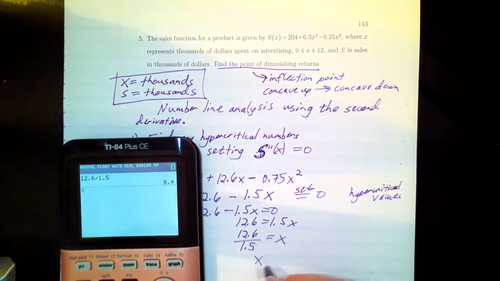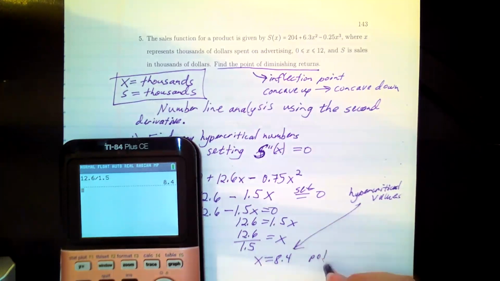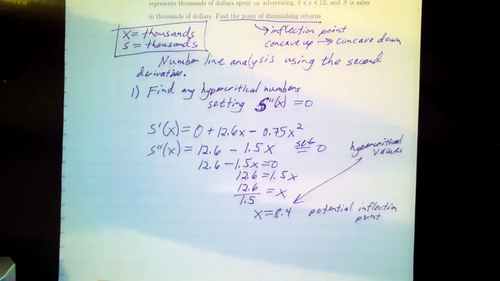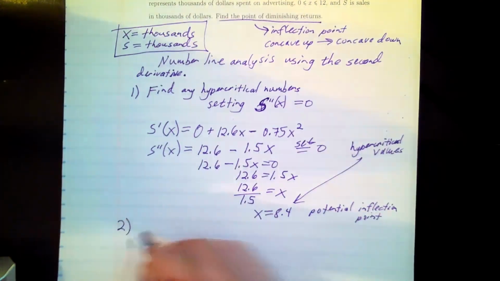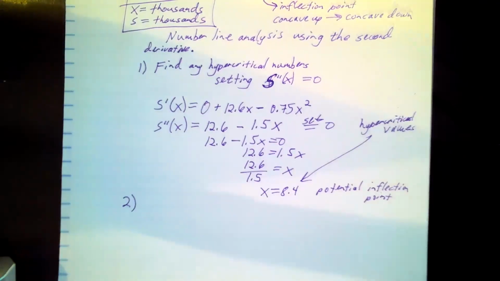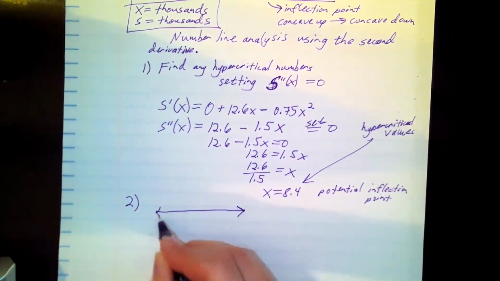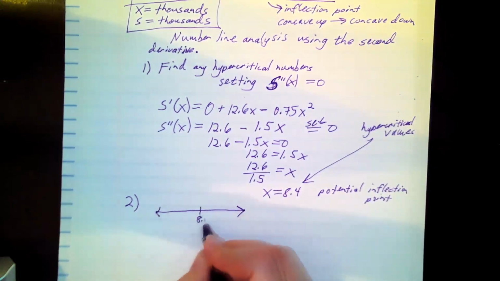Which is 8.4. So this is my hypercritical value, which means this is a potential inflection point. I have to show that it is an inflection point, which means I have to show that the concavity changes. So this is where I'm going to recall something that I did in the last section. I would have made a number line here, and on this number line, I would put x equal 8.4.